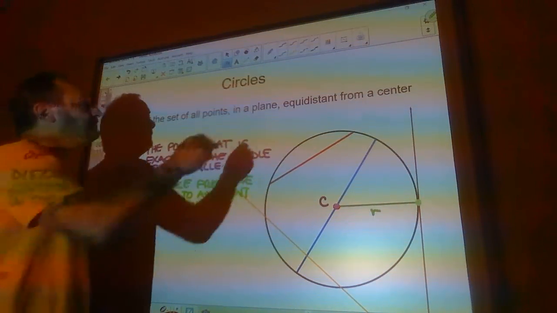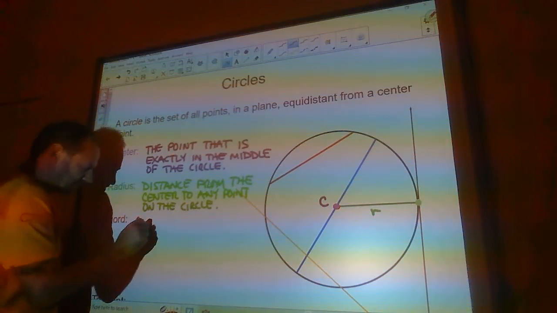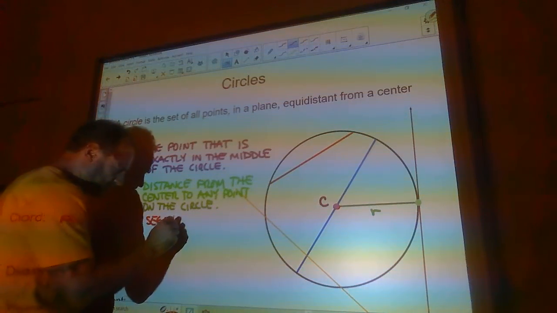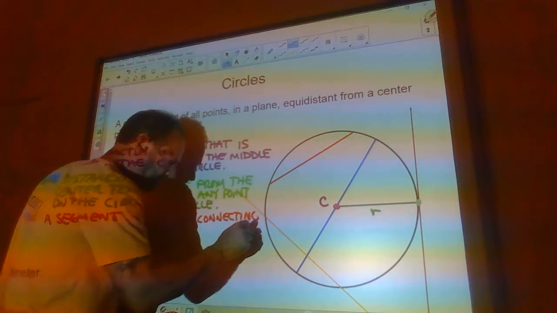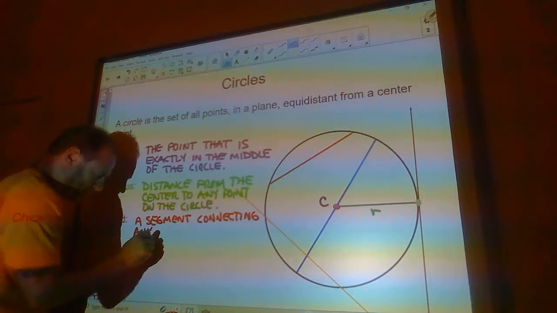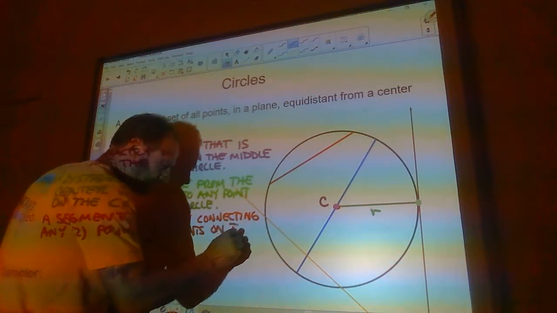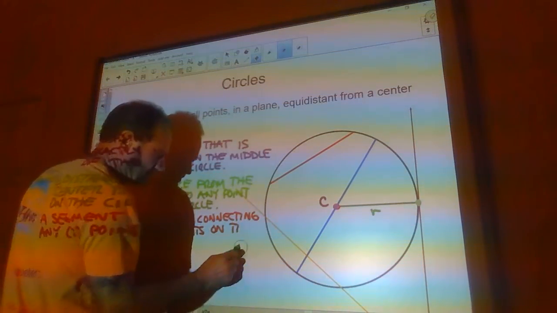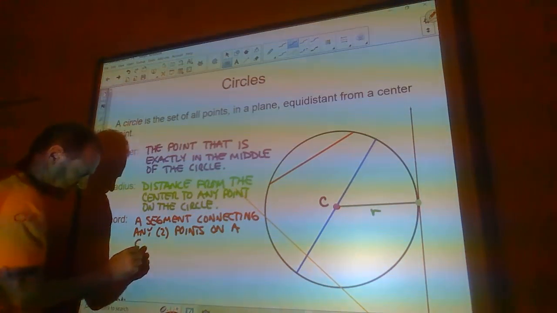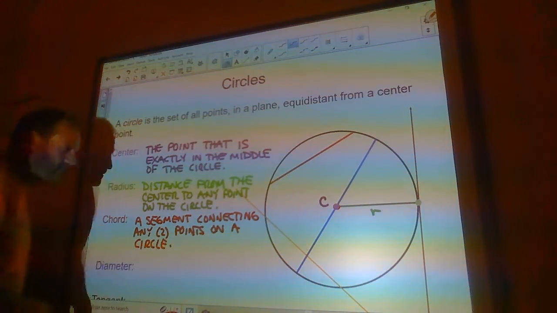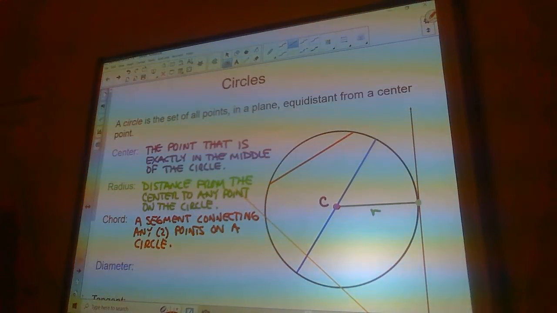A chord. Okay, a chord is a segment connecting any two points on a circle. So this right here is a chord. Notice I'm color coordinating everything so it's all the same color.